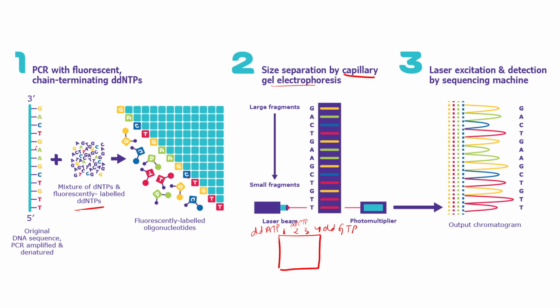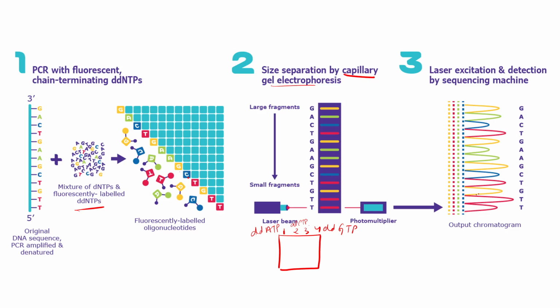So if this is the template DNA, the original DNA, now when the sequencing starts, each nucleotide, wherever the termination is happening, will have a particular fluorescence. Wherever DD-ATP is incorporated, it will give a green signal. Wherever DD-TTP is incorporated, it will give a red signal, and so on. So in one single well we can run this sample, and when each fragment reaches the detector, the signal is recorded as a chromatogram.